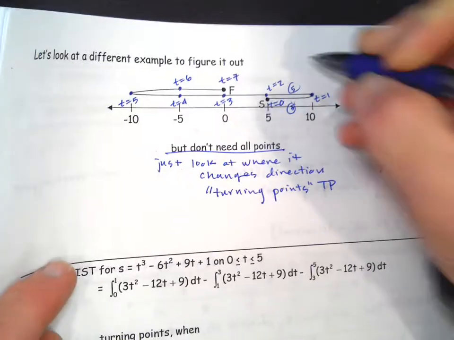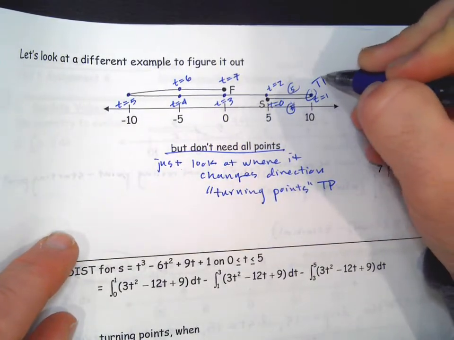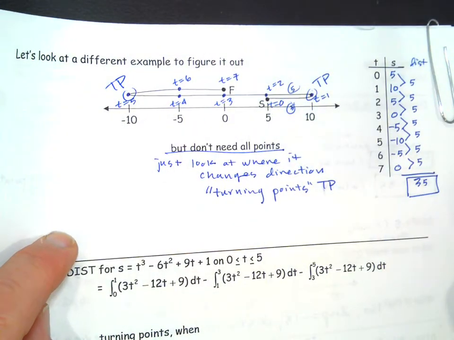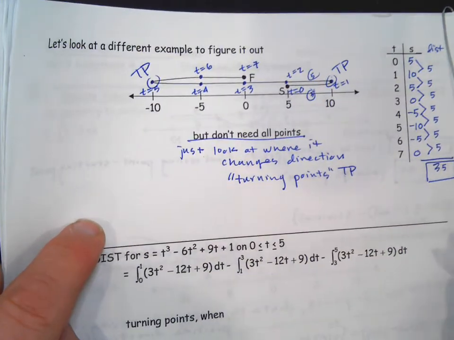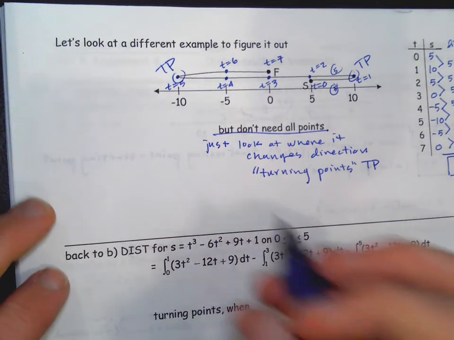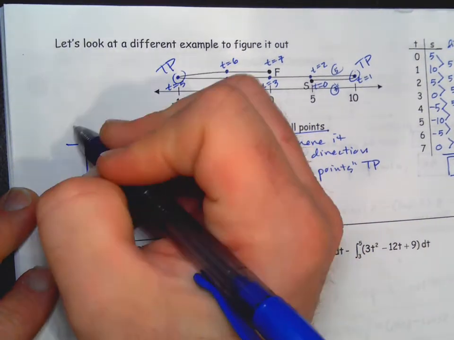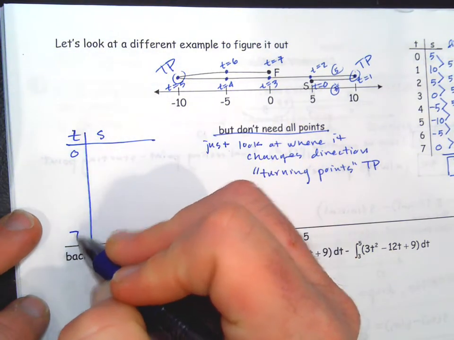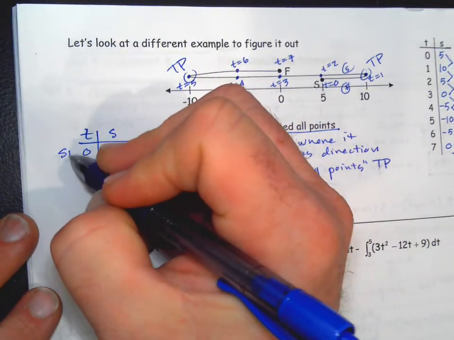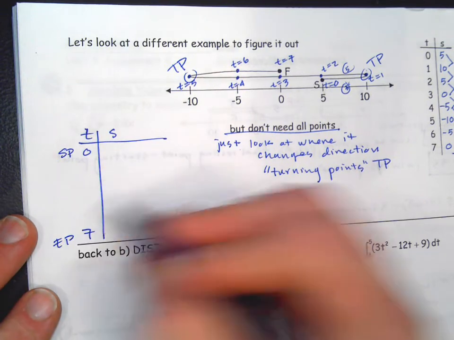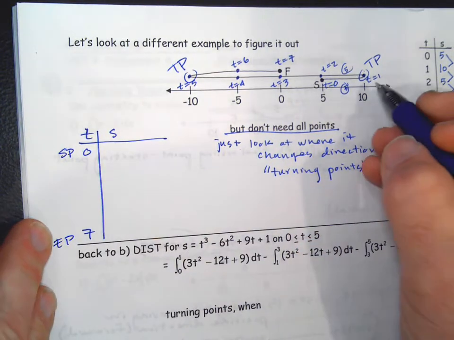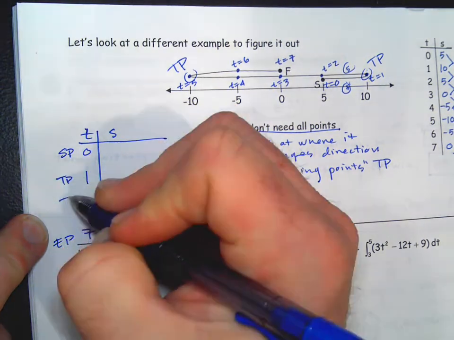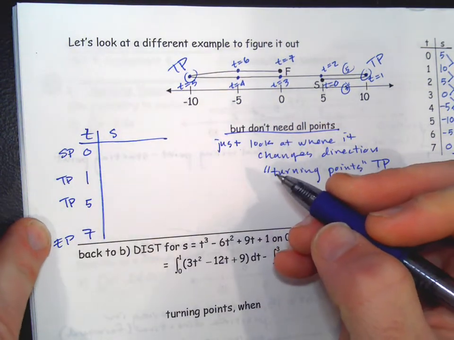Okay? And so right here, this is a turning point. Here, this is a turning point. Those are the only two turning points. Those are really the only points we need, in addition to the beginning and end. So if we do that, I'm going to make a new table over here. See if we can take advantage of this. So we definitely need 0 and 7 still. We still need the starting point and the ending point. But we want the turning points. So that's time 1 and time 5. These are also kind of like critical points, right?